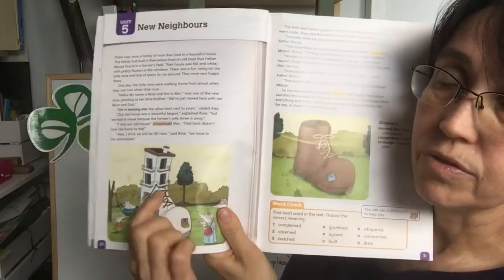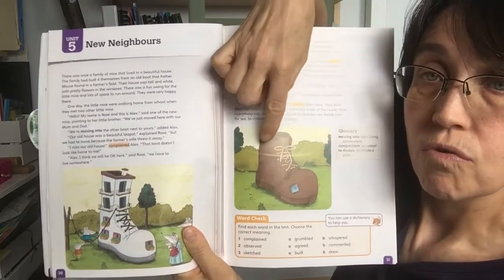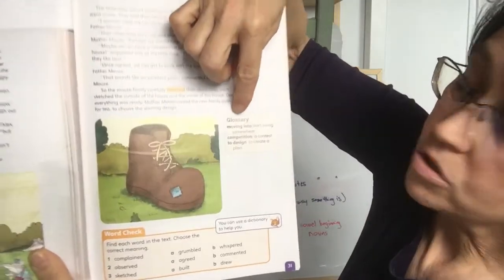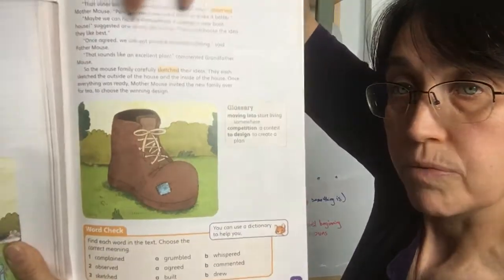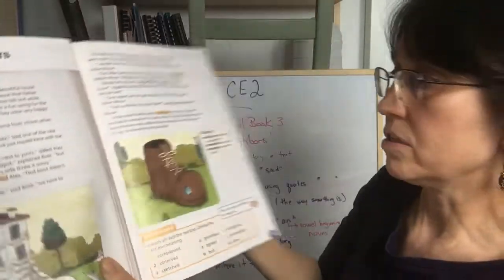So you have the mouse family that drew a design for the new family that moved in the old boot. Please make sure you check the glossary. That will help you understand the story. And the highlighted words are the synonyms.